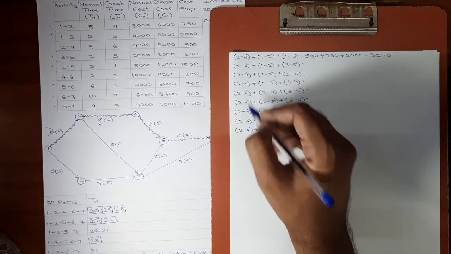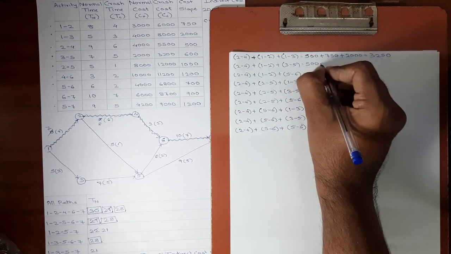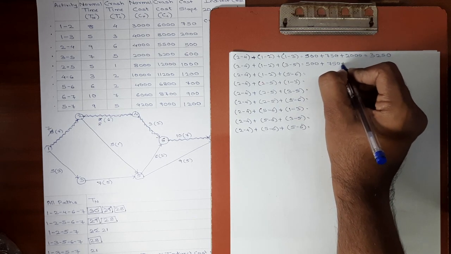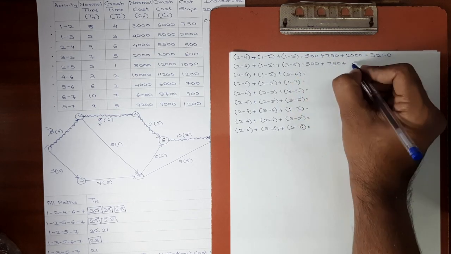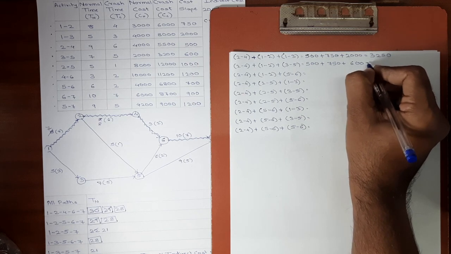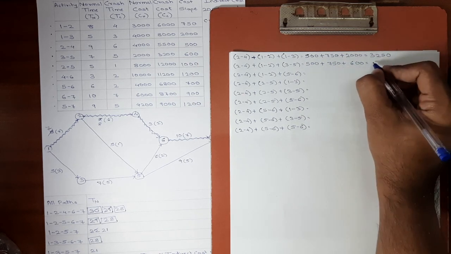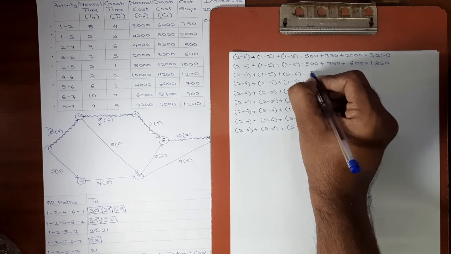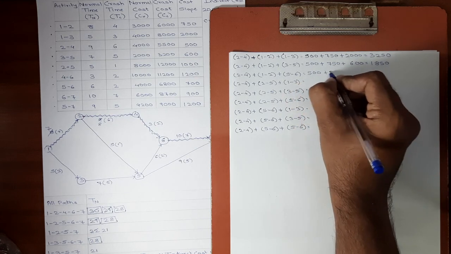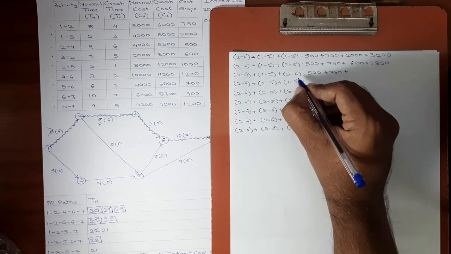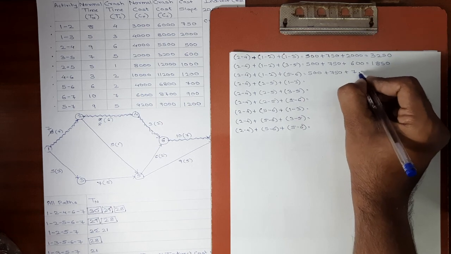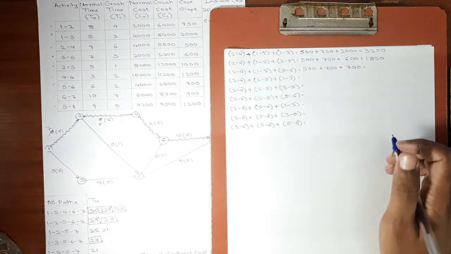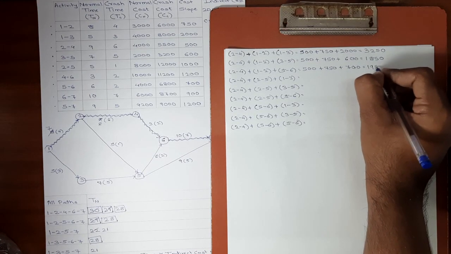Now again 500 of 2 4, for 1 2 again 750. The cost slope of activity 3 5 is 600. 750 plus 600 plus 500, we get the cost slope as 1850. Again 500 plus 750, cost slope of 5 6 is 700. 500 plus 750 plus 700, we get the cost slope as 1950.